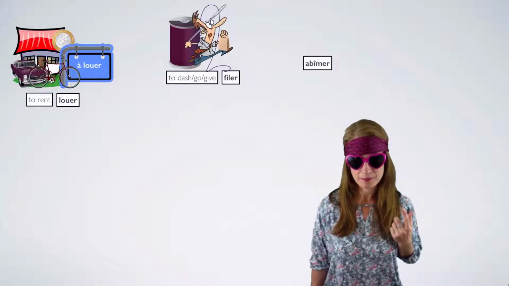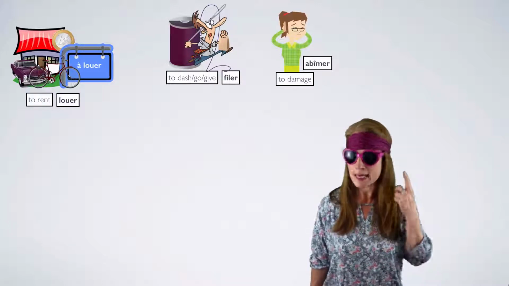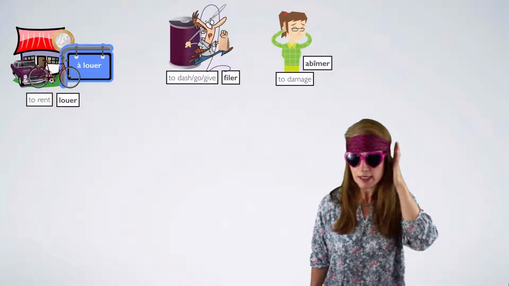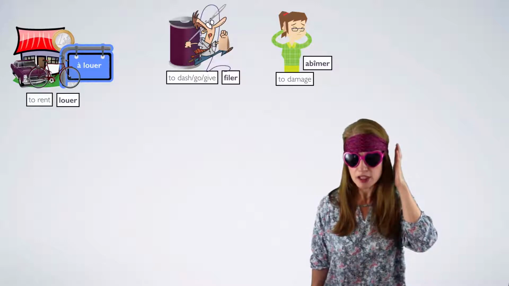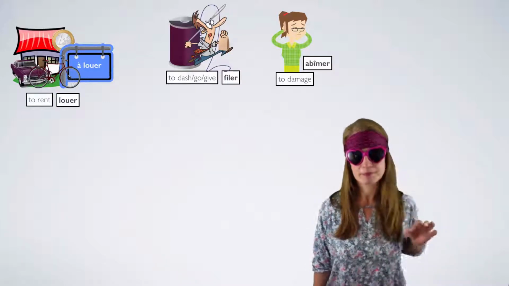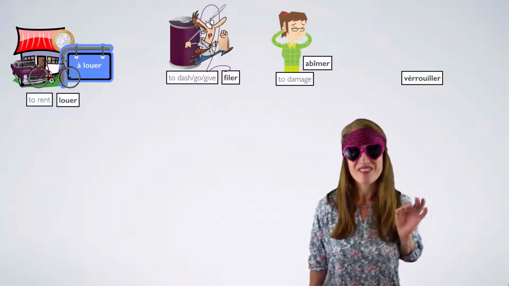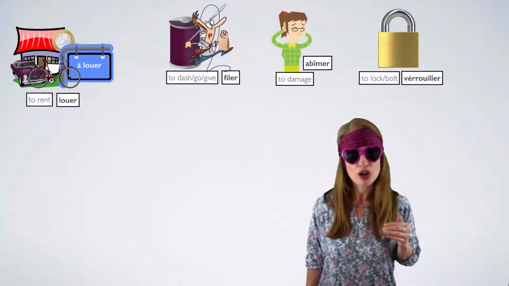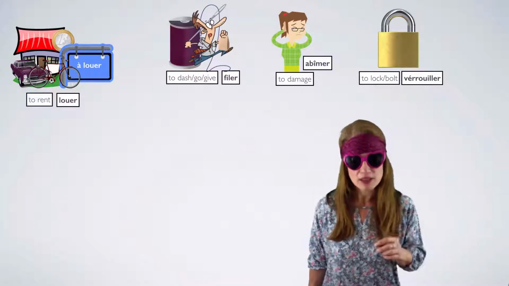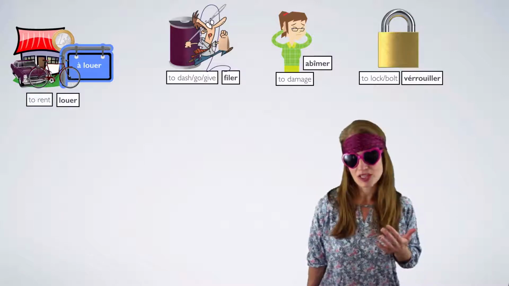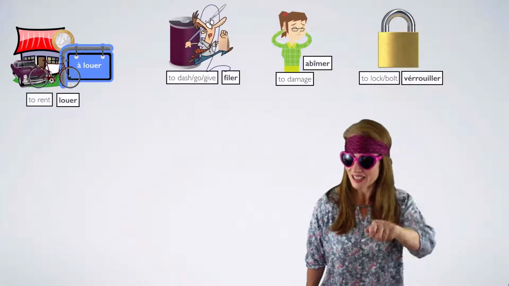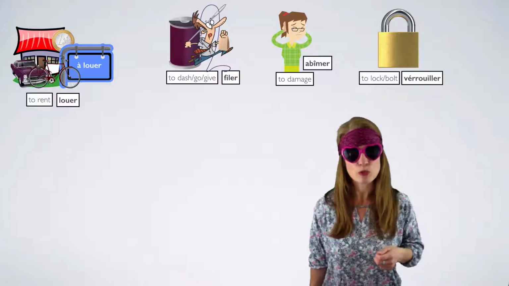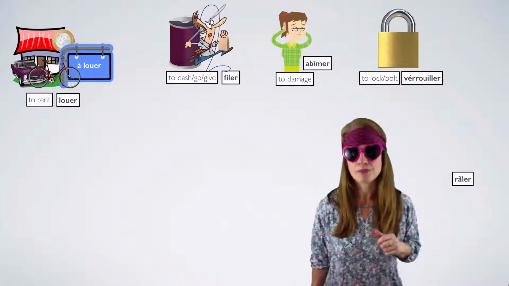Abîmer. Okay, this is Abby, and she is damaging her ears by listening to music too loudly with her headphones. Abîmer, to damage. Verrouiller. Verrouiller means to lock with a lock and a bolt. When you lock the door, they tend to say fermer à clé. Fermer à clé, but verrouiller's got the actual lock on.